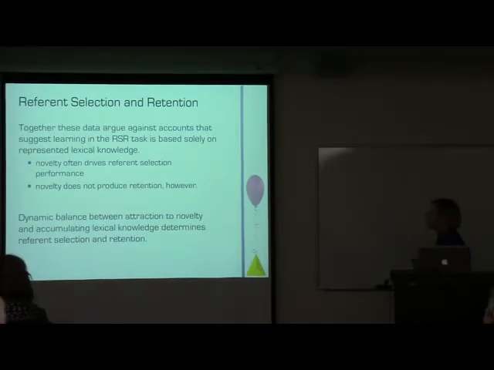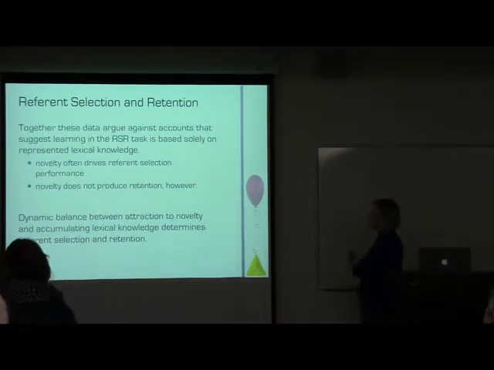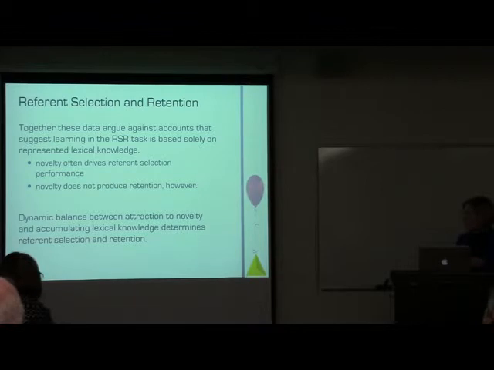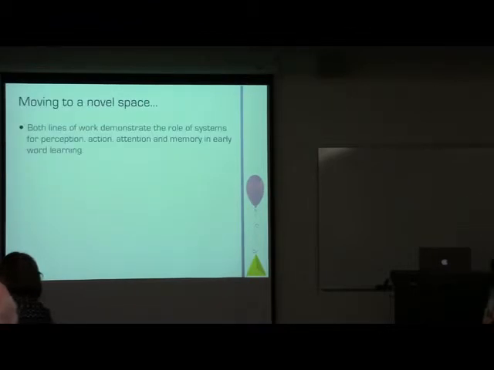So together, these data argue against accounts that suggest learning in the reference selection and retention task is based solely on representative lexical knowledge. Novelty often drives reference selection performance, but novelty is not producing retention. So I think it's this dynamic balance between attraction to novelty and accumulating lexical knowledge that determines reference selection and retention. And that's where we start to move to some different ways of looking at this.